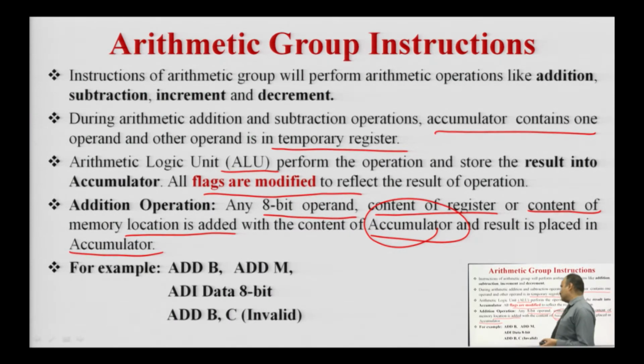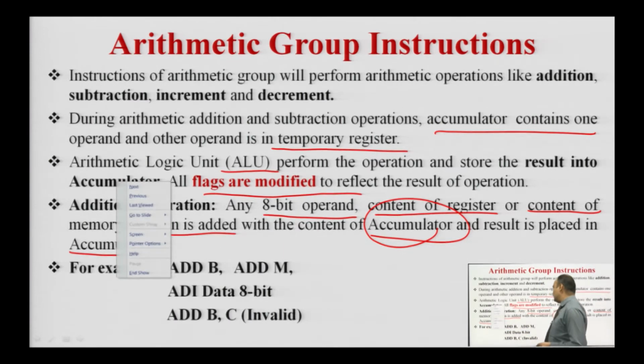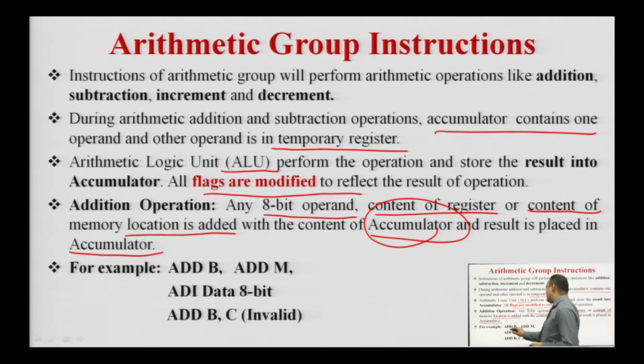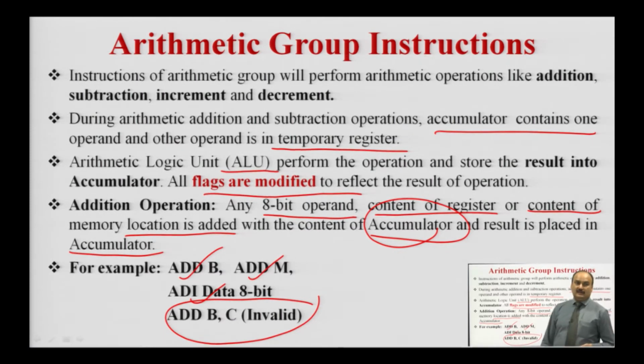Examples of this arithmetic group instruction: the first, addition operation, has the instructions ADD B, ADD M, ADI 8-bit data. And see here, this is an invalid instruction. It means that we never add the content of the B register with the C register directly. So, this is an invalid instruction. The meaning of that is that one of the operands is always present in the accumulator, which is why we cannot use the ADD B, C instruction.